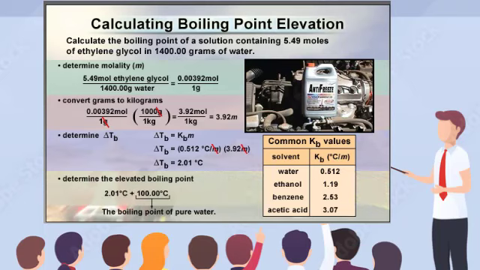Adding 2.01 degrees to water's boiling point, which at standard pressure is 100 degrees Celsius, gives an elevated boiling point of 102.01 degrees Celsius. Adding 5.49 moles of ethylene glycol to 1,400 grams of water causes the solution to boil at 102.01 degrees Celsius.